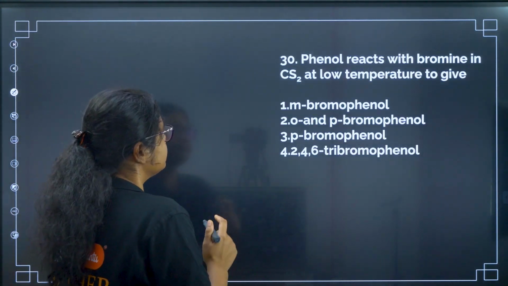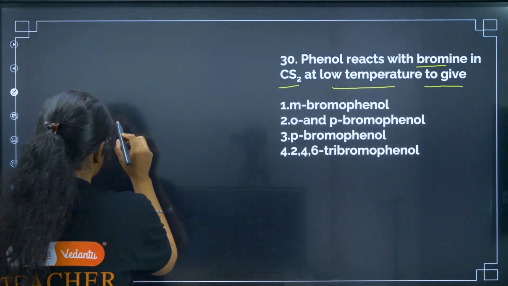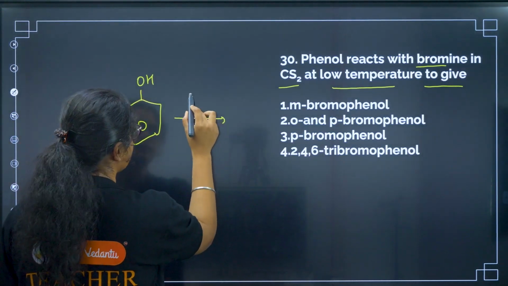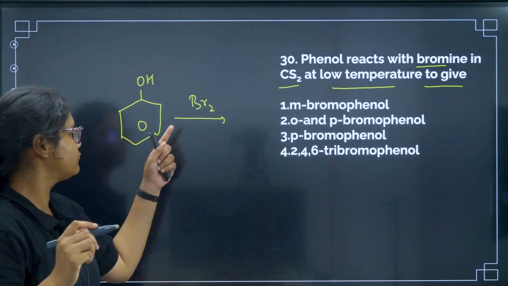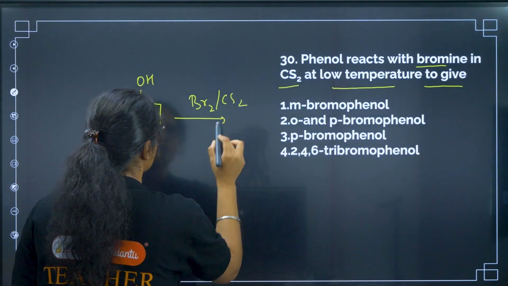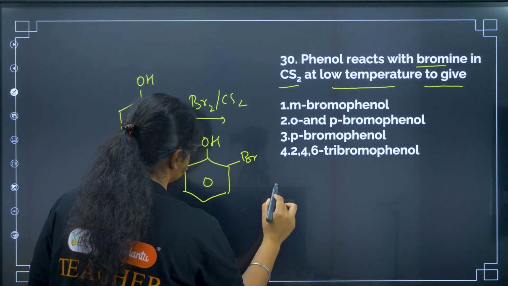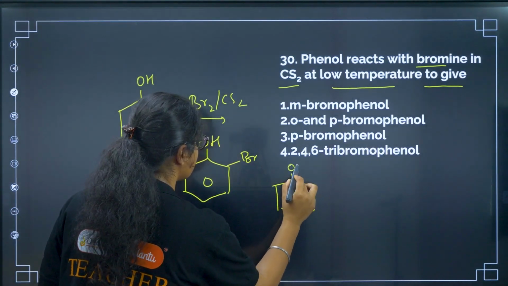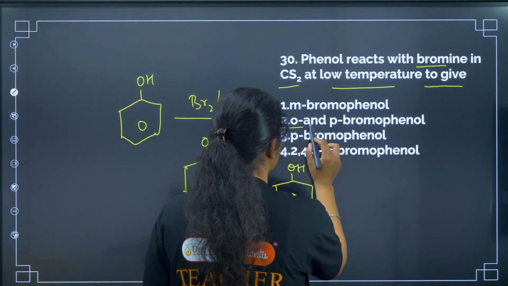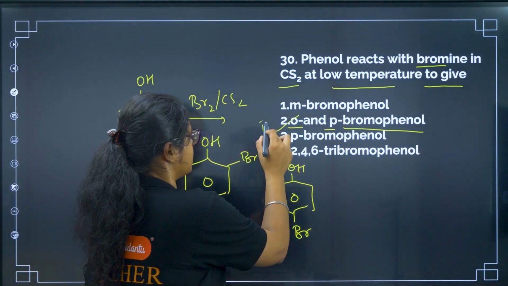Next. Phenol reacts with bromine in CS2 at low temperature to give. So if you have phenol and you treat it with bromine water, you will get the 2,4,6-tribromo derivative, but if we take bromine in CS2, we get only ortho and para products, right? So separate products will be formed here. This is my ortho product and this is the para product. So the correct answer for this question will be ortho and para bromophenol, that is option B.